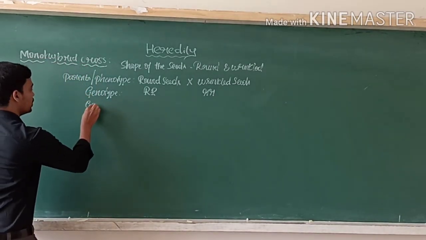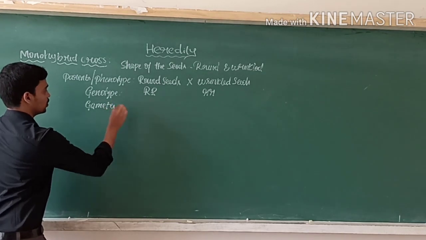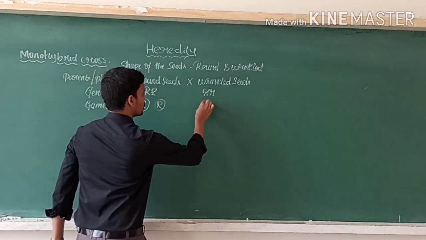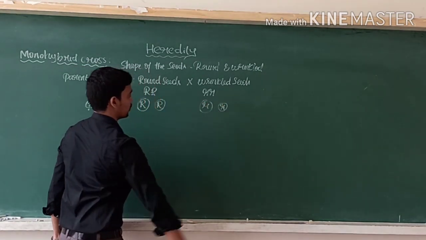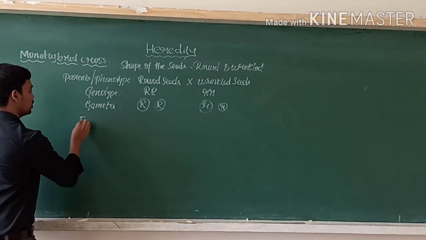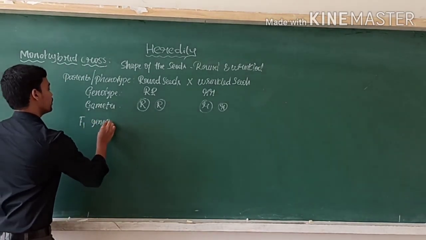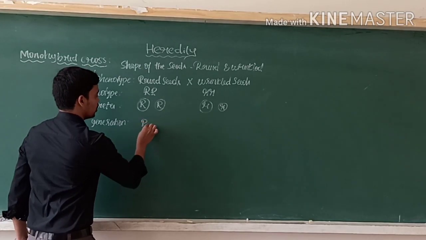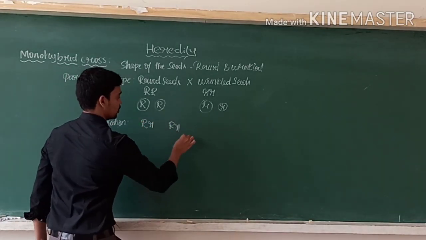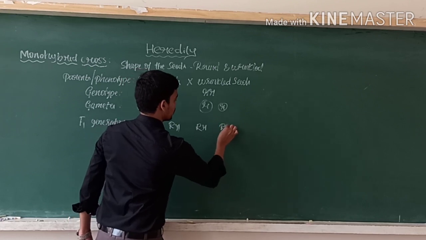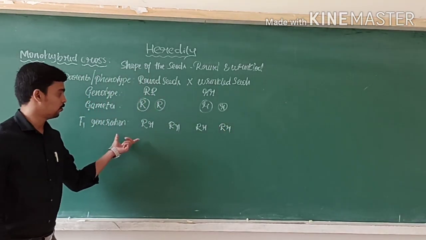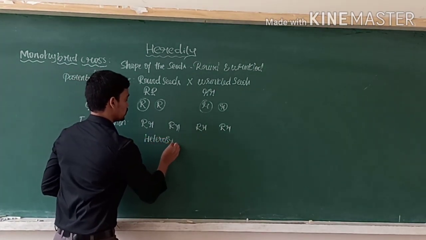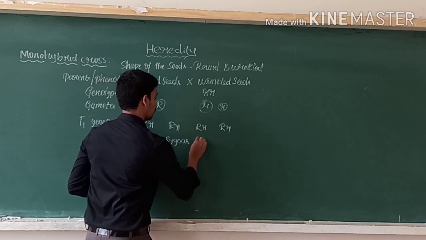And next, gametes. Capital R, small r, small r. Then what are the progenies in the first filial generation, F1 generation? In the F1 generation, all the seeds occurring are heterozygous round.